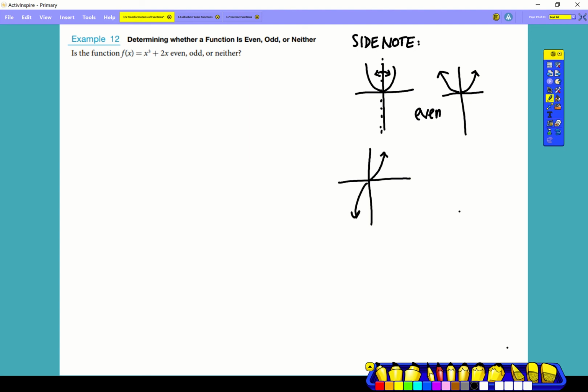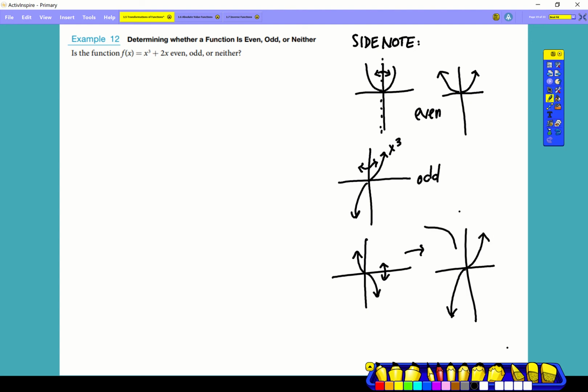So this is the graph of x cubed. We know it's odd. So what that means is that when we flip it the first time over the y, and then we flip it another time over the x, we get our original function. So that is what it means graphically to be even or odd.